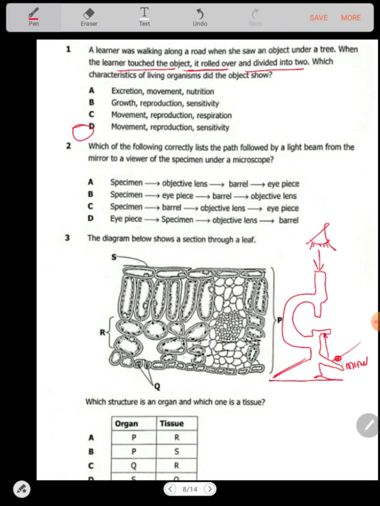So from the mirror it goes through the specimen. This is a stage, that's why you put your specimen there. And as it passes there, it goes through the objective lens here. And the barrel is what holds this. This is a barrel, also known as the supporter for these two lenses. Then up to the eyepiece. So the answer is A.